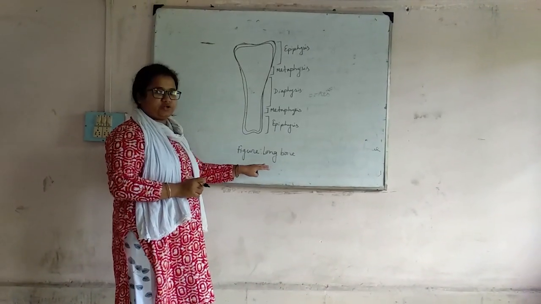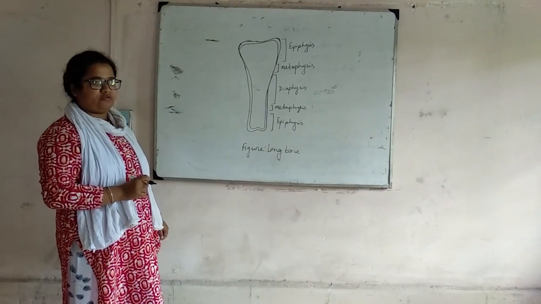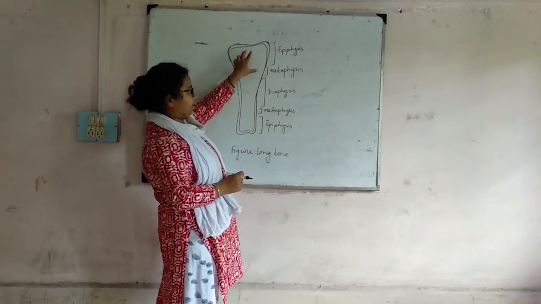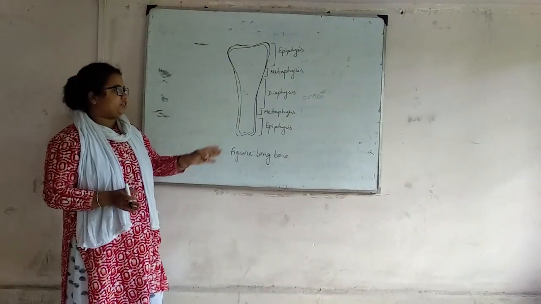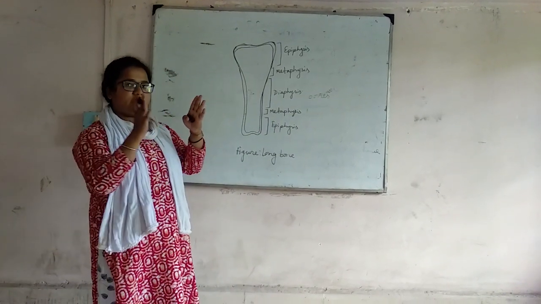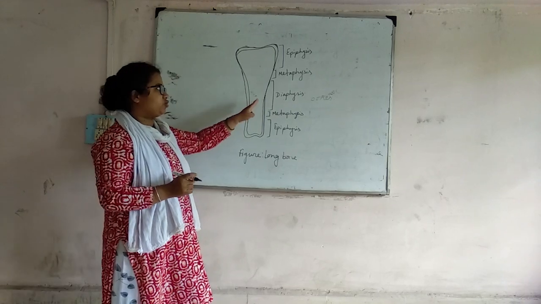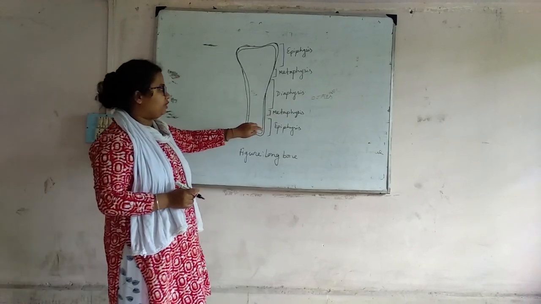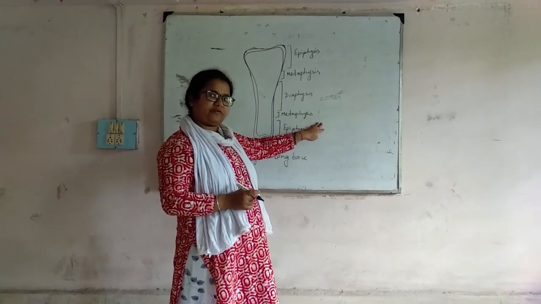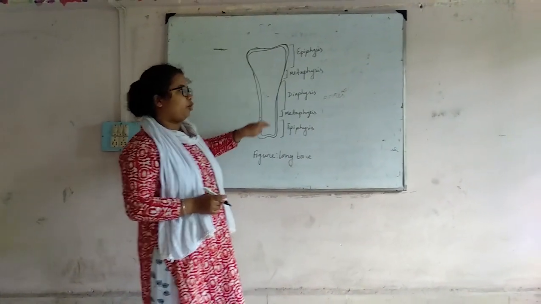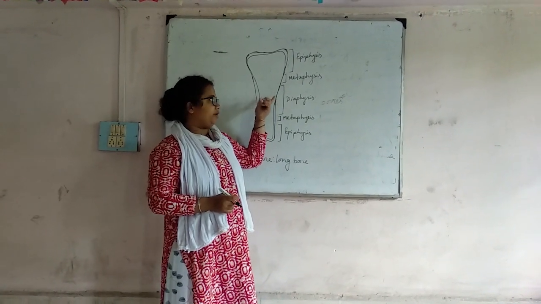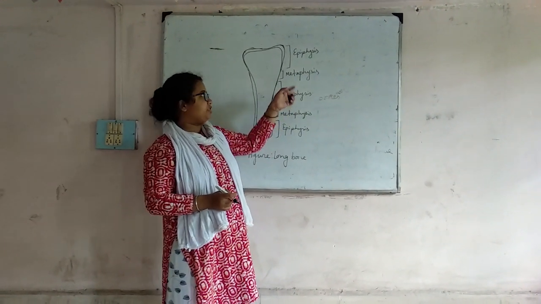Details about the structure of long bone. This is the structure of long bone. In a long bone, there are 2 ends which are broader. This broader end is called epiphysis. The middle part which is narrower is called diaphysis, and the space between diaphysis and epiphysis is called metaphysis.